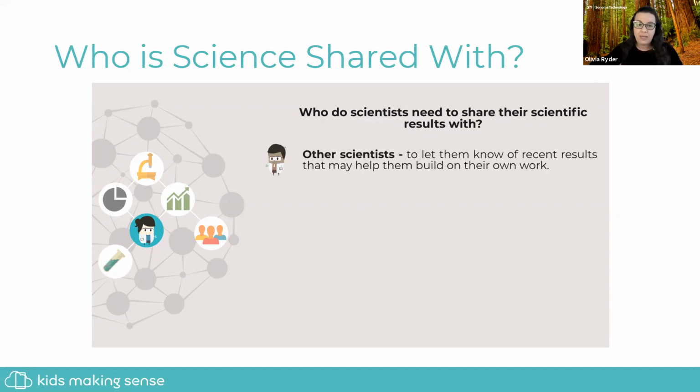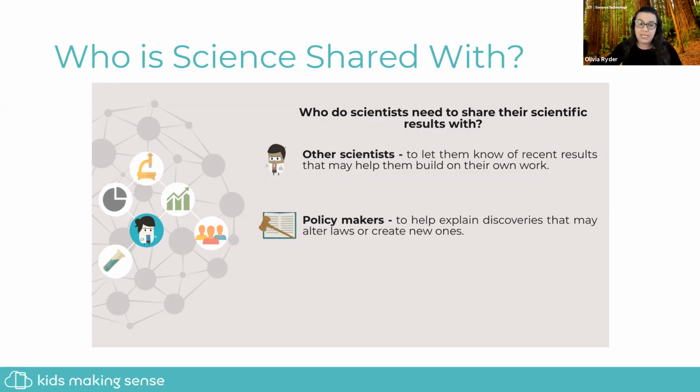You might think about this, and the first group that might come to mind is other scientists, to let them know about recent results that might help to build on the work of others. A second group might be policymakers, who can take discoveries and translate them into new laws or update older ones. The third group is the general public, for their own interest, to communicate new discoveries, and to help improve society in some way.